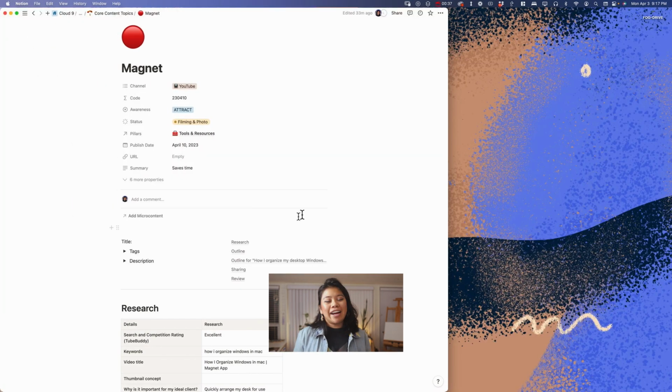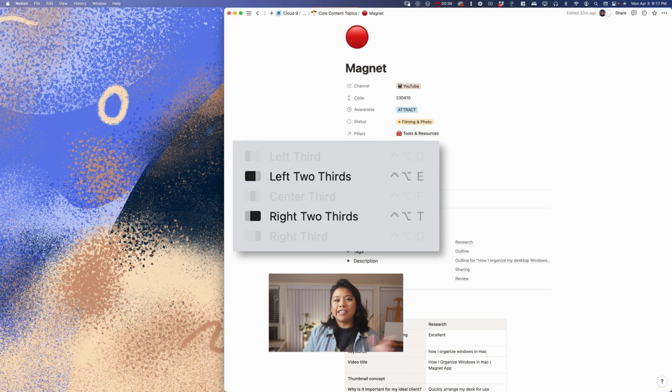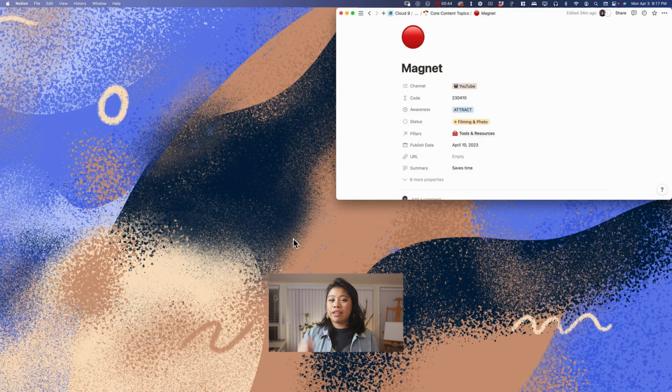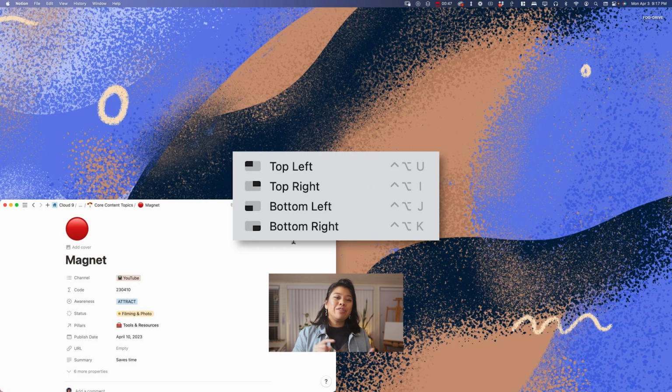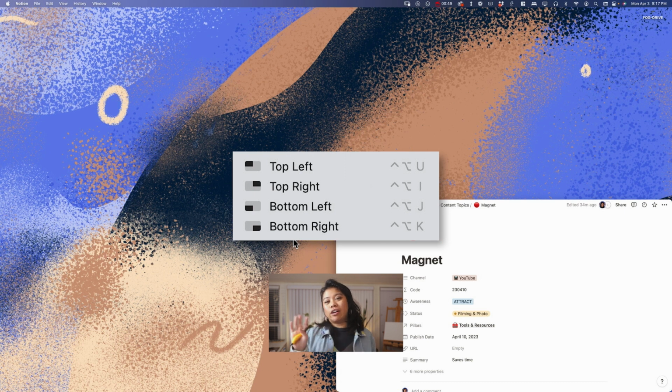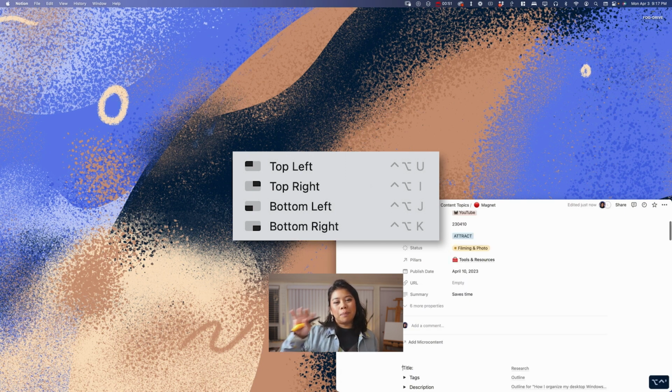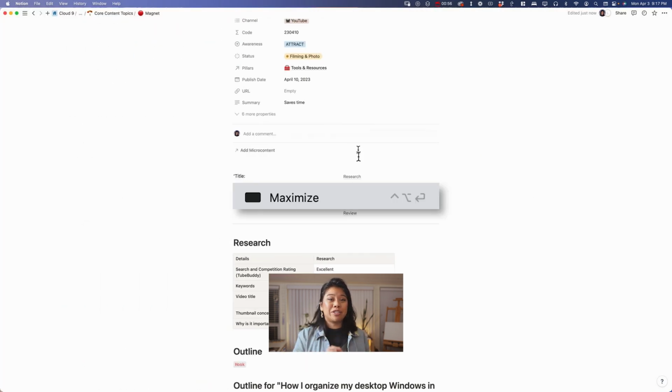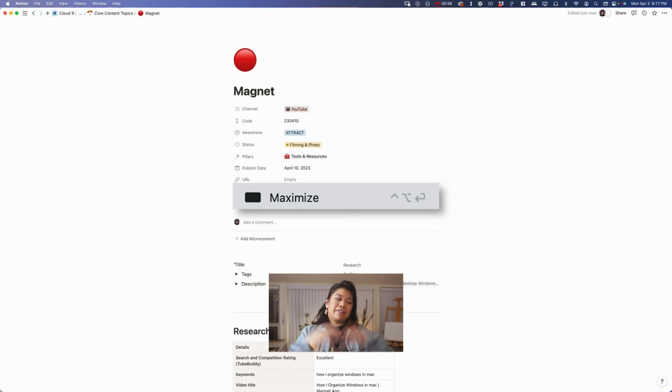For 2/3 on either side, I press Control-Option E or T, which are right above D, F, G on either side of the keyboard. And for quarters, you press Control plus Option plus U, I, J, or K, which are all on my right hand, and they're all placed in a square on my keyboard as well. For full screen, I press Control, Option, and Enter because that's gonna do the whole thing, and Enter's got some sort of weight around it in terms of grandioseness, so that's for full screen.